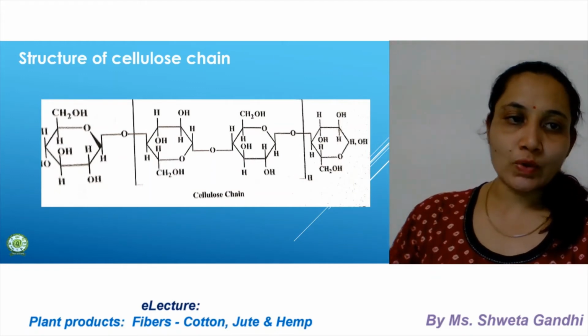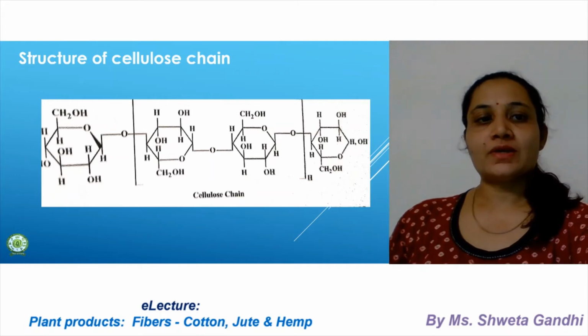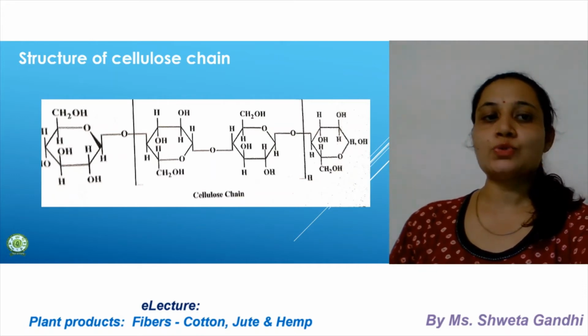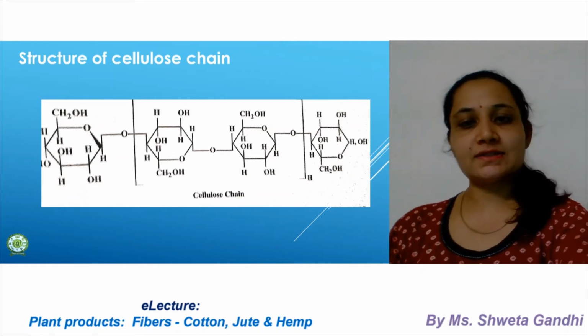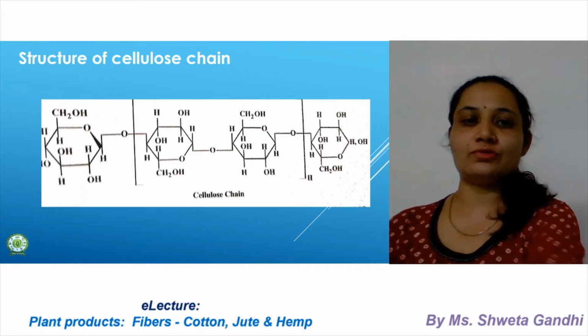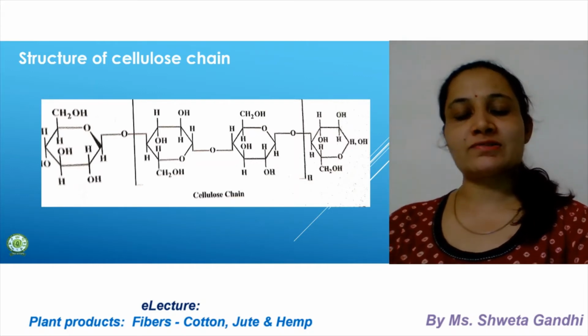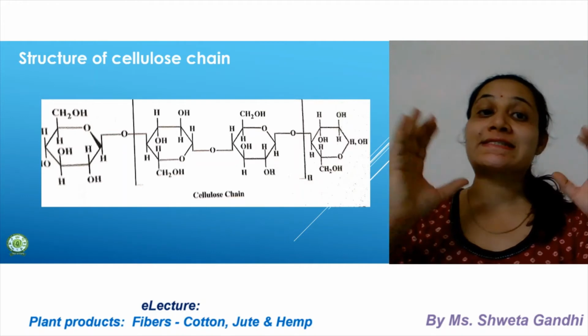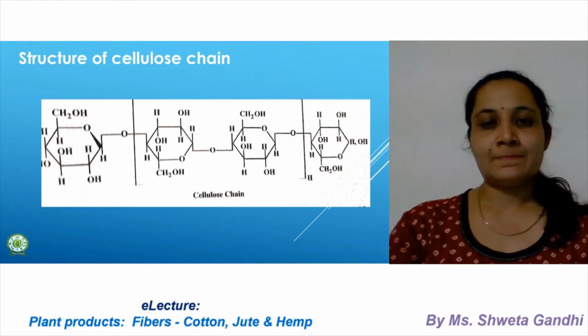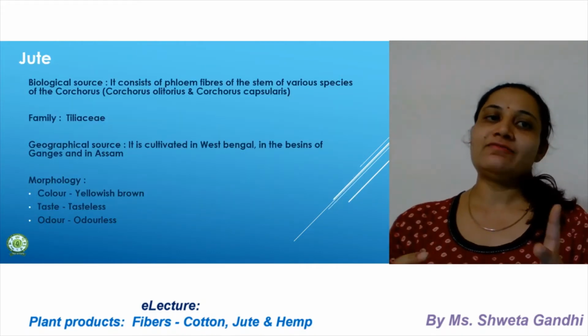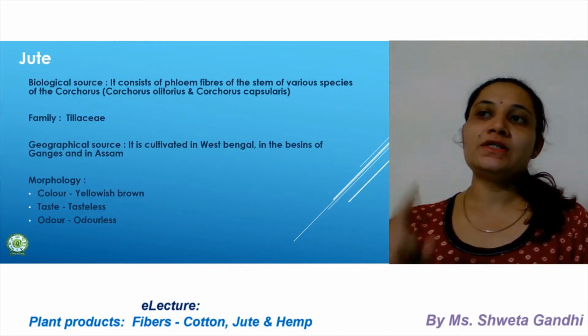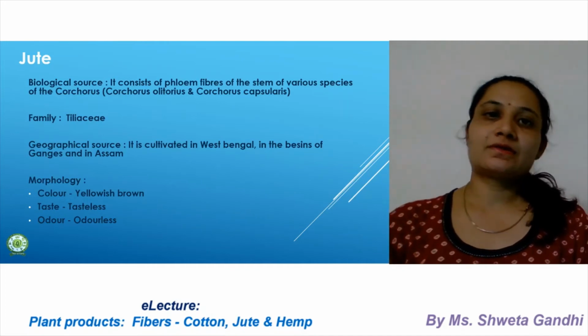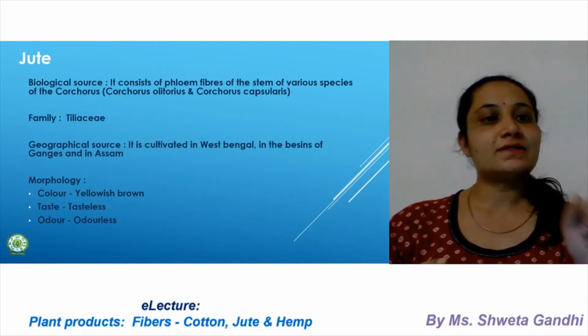This is the OH group, this is the H group, and this is the CH2OH point, and this is the chain of the cellulose. You can draw only one structure to show the cellulose structure for cotton. Now the second one, in the plant products and natural categories, is jute.